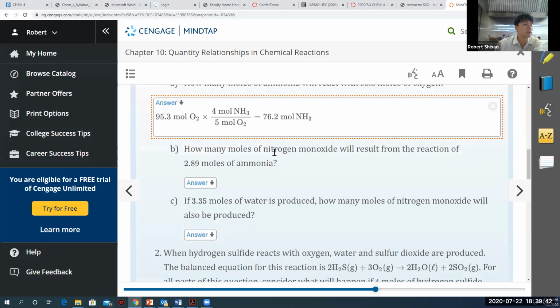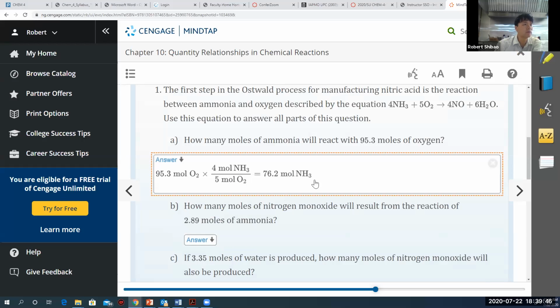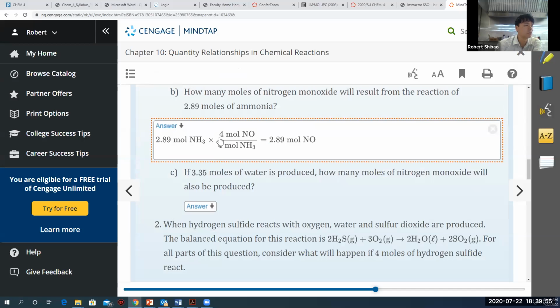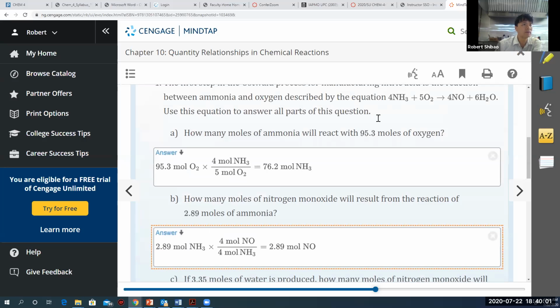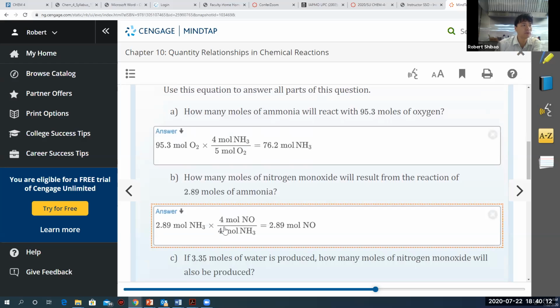Let's move on. How many moles of nitrogen monoxide will result from the reaction of 2.89 moles? So what's the mole ratio? It's a 4:4. 4:4 is a 1:1, so the same. 2.89, 4:4. I write it 4:4. I don't simplify this to 1:1 because you want to keep variation to a minimum. If you keep variation to a minimum, it's a lot easier to catch mistakes. So I leave it as 4:4.